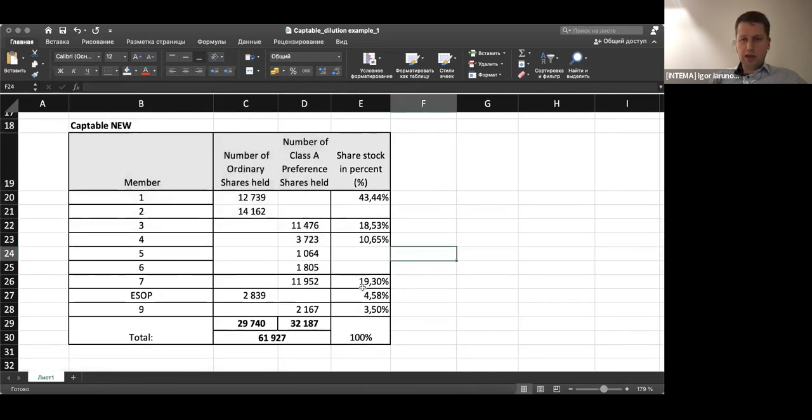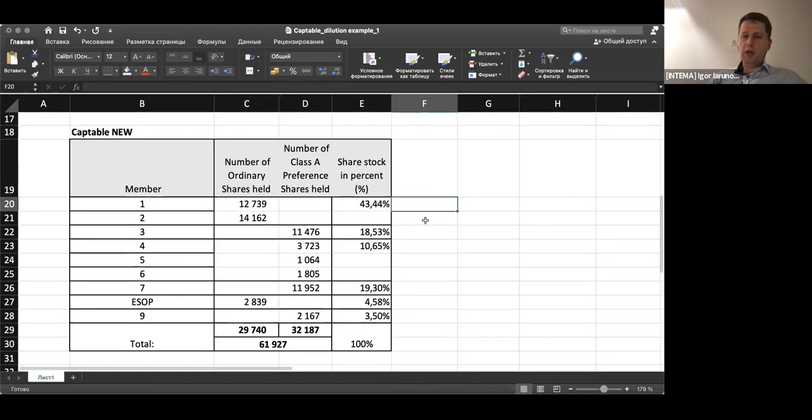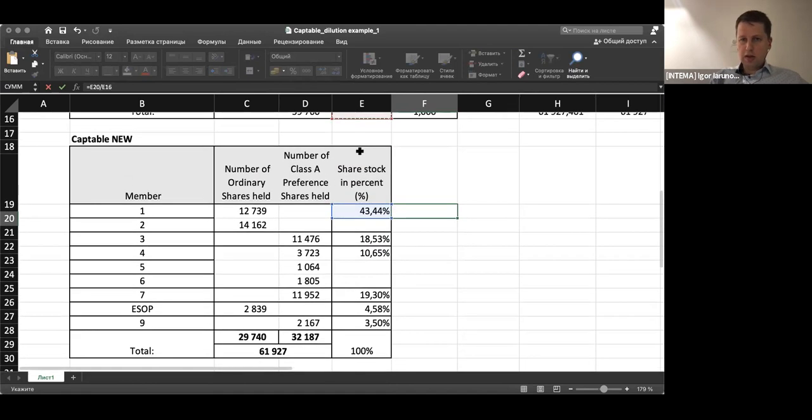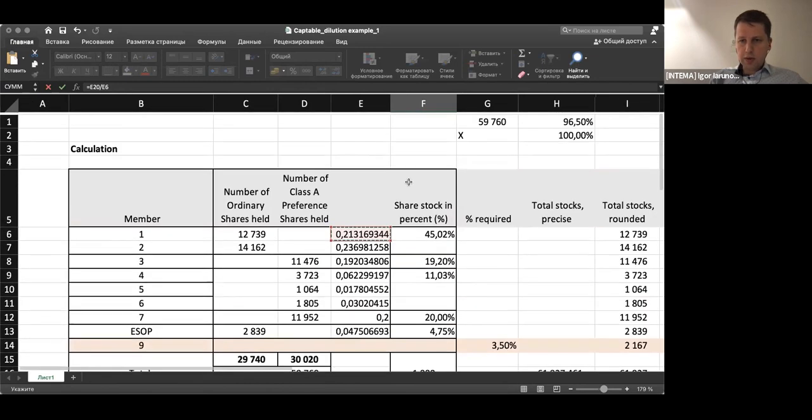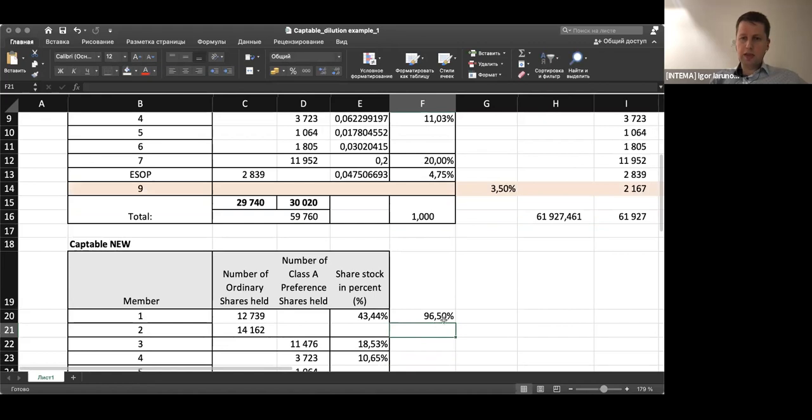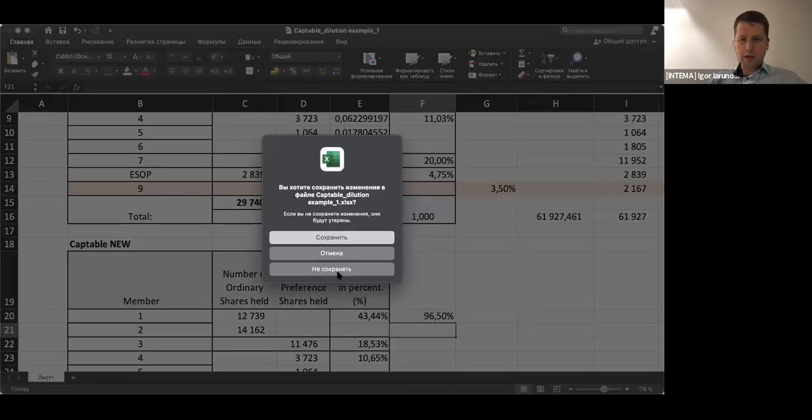So that's a new cap table. You can see everything is the same, but the shares of all the investors proportionally decreased by 3.5%, or I would say were multiplied by 0.965. So let's see the relation. I think it's quite an obvious example. Yes, that's it, 96.5. Okay, let's not save. Let's move forward.